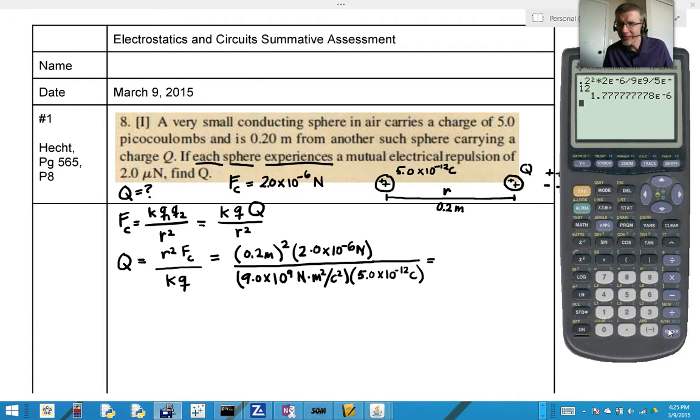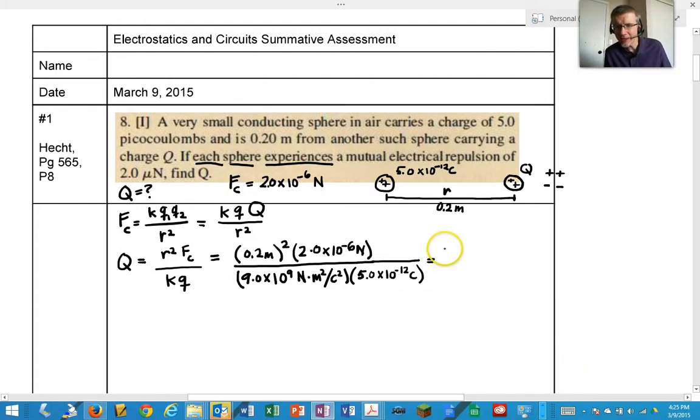Here is what we think is an answer: 1.8 times 10 to the minus 6. And the units are, if you look here, newtons cancels newtons, meter squared cancels meter squared. Coulomb squared on the bottom, there's one coulomb cancel, so coulombs come up. 1.8e to the minus 6 coulombs. 1.8 times 10 to the minus 6 coulombs. So we think that's the charge on the other sphere that causes an electrical repulsion of that magnitude at that distance between two conducting spheres.